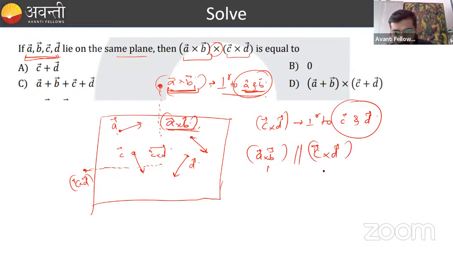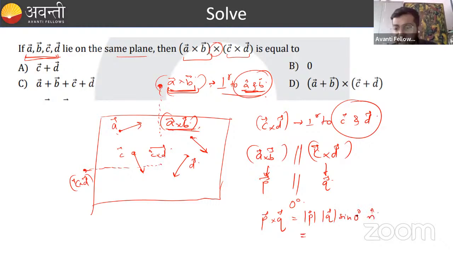So whatever it is, let's name this as P bar and let's name this as Q bar. So P bar and Q bar are parallel to each other. That means the angle between them is 0 degrees. So what is the cross product of P bar cross Q bar? It will be mod of P bar, mod of Q bar.